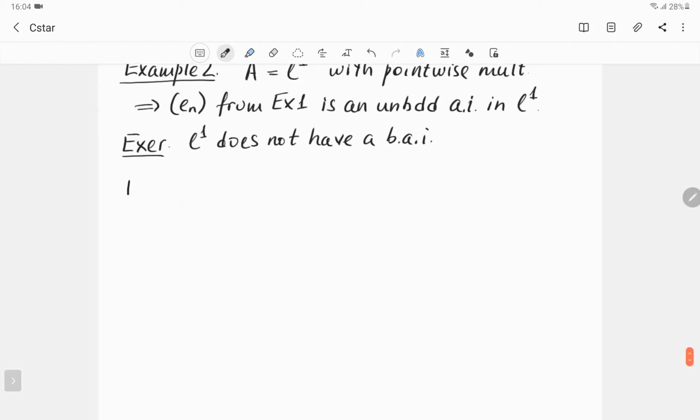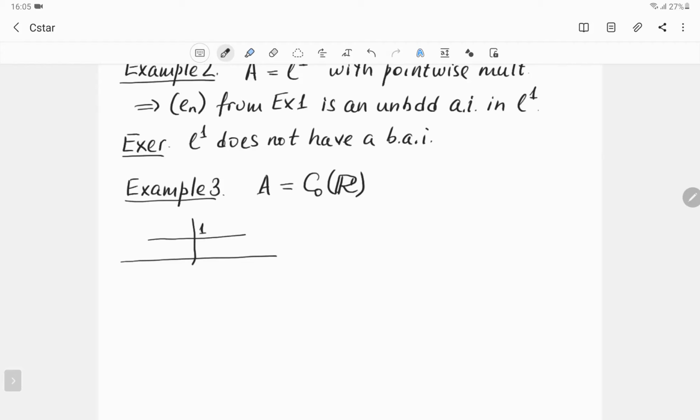Example 3, which generalizes example 1. Well, not generalizes, but is similar to example 1. Let A be the algebra C0 on the real line, the algebra of continuous functions vanishing at infinity on the real line. And let's define the function En as follows. So I'll just draw a picture.